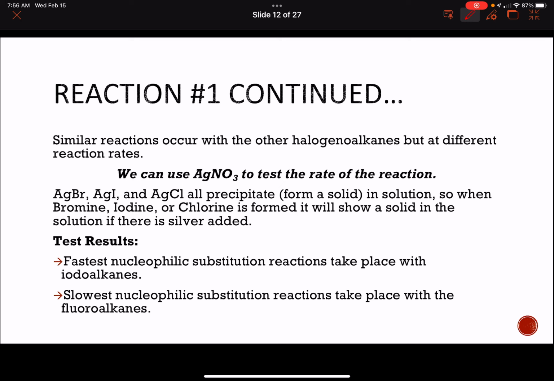Using different halogenoalkanes, the reactions will proceed at different reaction rates, meaning some reactions will happen quicker than others, depending on how easy it is to break the bond in the mechanism between the carbon and the halogen. How easy it is to break the bond will determine reactivity.